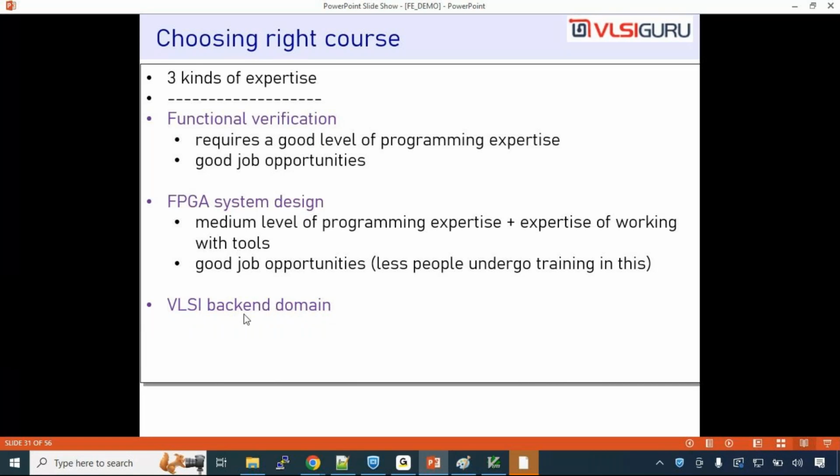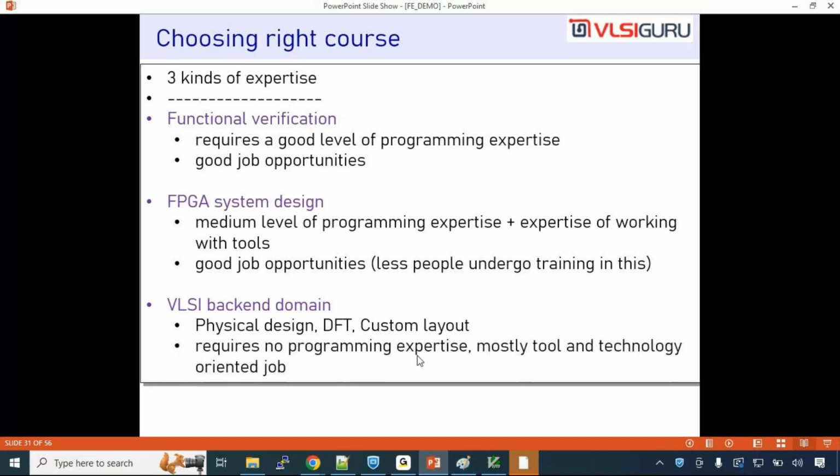The backend domain is the third one, where you don't need any programming at all. In that, physical design, DFT, and custom layout are the options. It requires no programming expertise. It is mostly a tool and technology oriented job. I mean, you need tool expertise and technology expertise to work in that. Accordingly, you can choose. You should ask yourself, where do you fit? Even otherwise, you can start with any course.